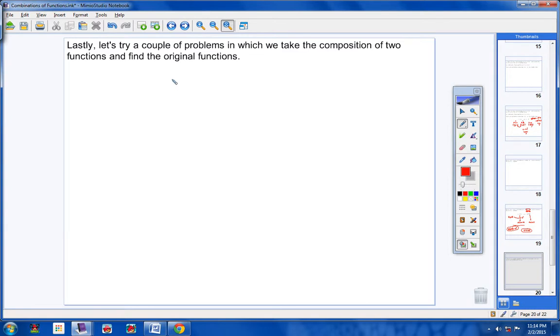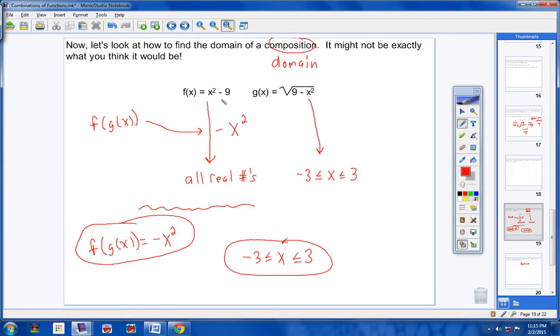Lastly, let's try a couple of problems in which we take the composition of two functions and find the original functions. In other words, we're going to go backwards. That sounds like fun, huh? Actually, it can be a little difficult. I'm going to give you this right here, and you're going to go backwards and try to find these two functions here. So it should be interesting, okay?